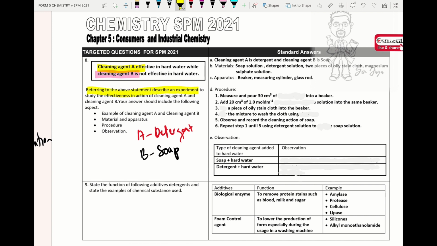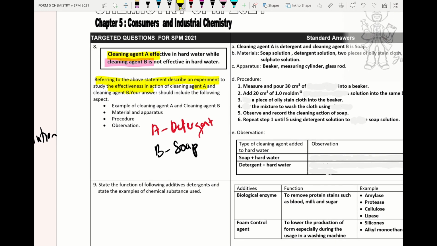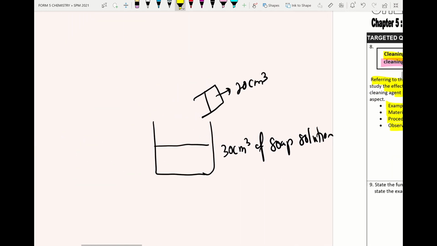Describe an experiment to study the effectiveness of cleaning agent A, which is detergent, with cleaning agent B, which is soap. All right, so they want the following: the example of cleaning agent A, cleaning agent B, material, apparatus, procedure, observation. All right, we try to check this experiment. So how to do this?